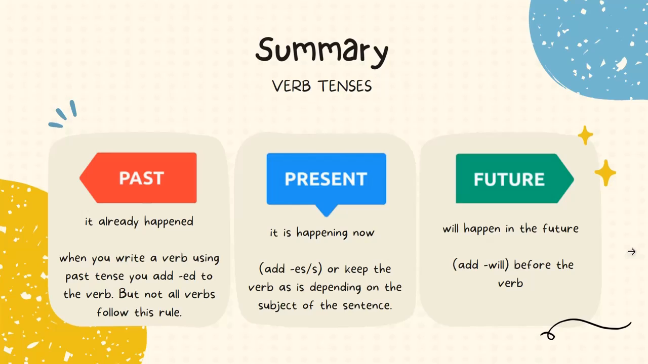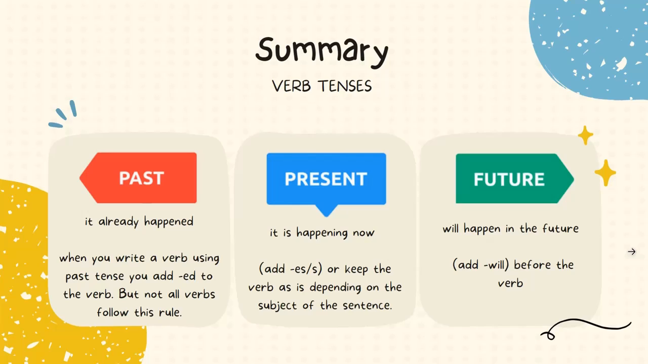Now to summarize our lesson for today, here are the verb tenses. Past means it already happened. When you write a verb using past tense, you add ed to the verb, but not all verbs follow this rule. The next one, present tense.